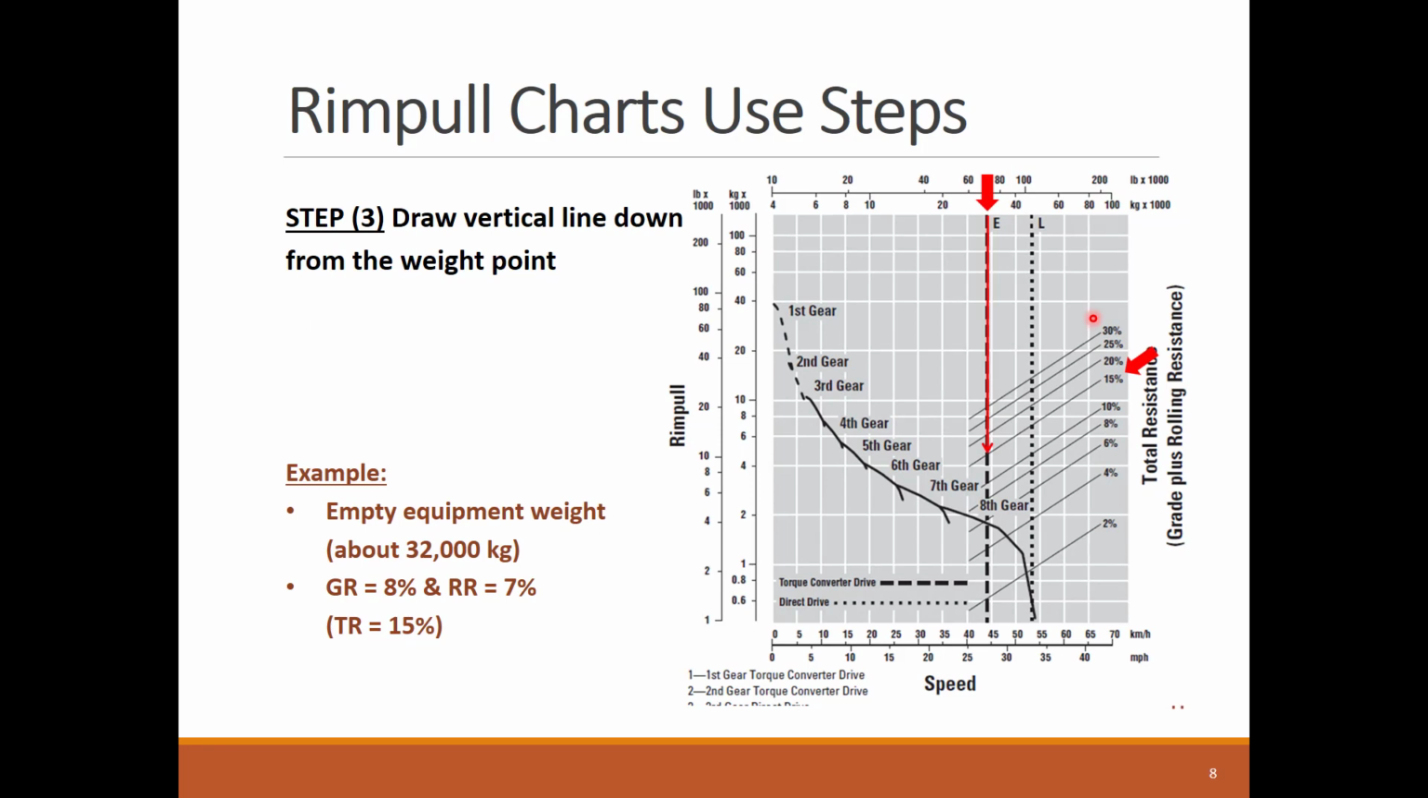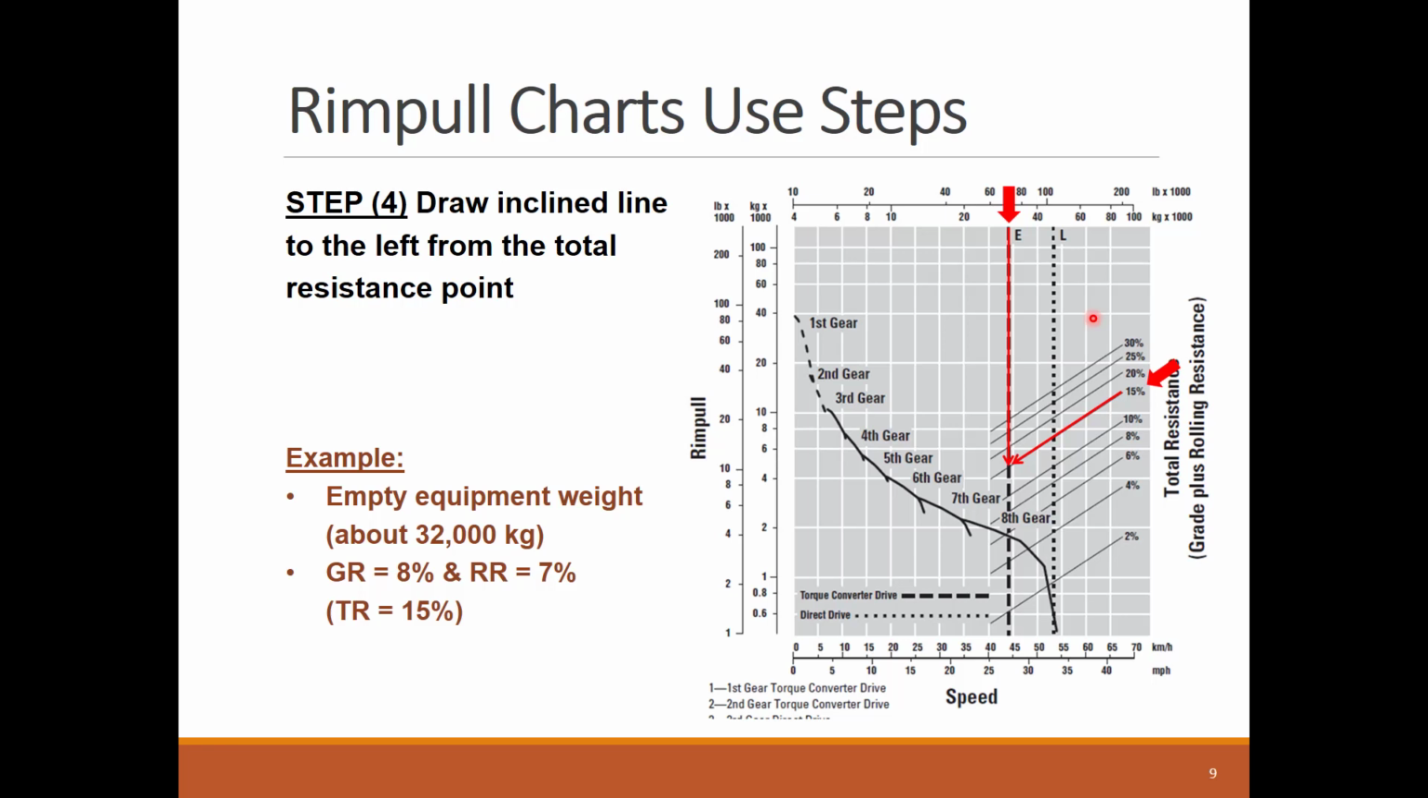Next, draw a vertical line from where the weight point is marked on the top axis. The fourth step is to draw an inclined line from the total resistance marked on the right axis. Your total resistance line should be parallel to the shown inclined lines in the graph. Our goal is to find the intersection between the weight vertical line and the total resistance inclined line.